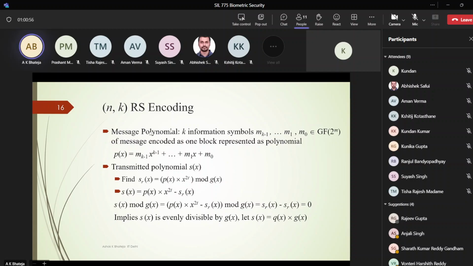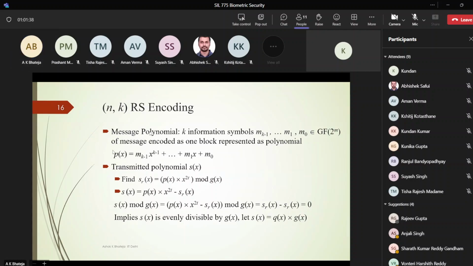All of these are elements of the field GF(2 to the power n). This is the polynomial corresponding to these symbols, so that's why we call it the message polynomial. And the transmitted polynomial is S(x). How can you find it out? First, find the value of SR(x), which is equal to p(x) into x to the power 2t mod g(x), and then S(x) is equal to p(x) into x to the power 2t minus this. You can call this the remainder actually.